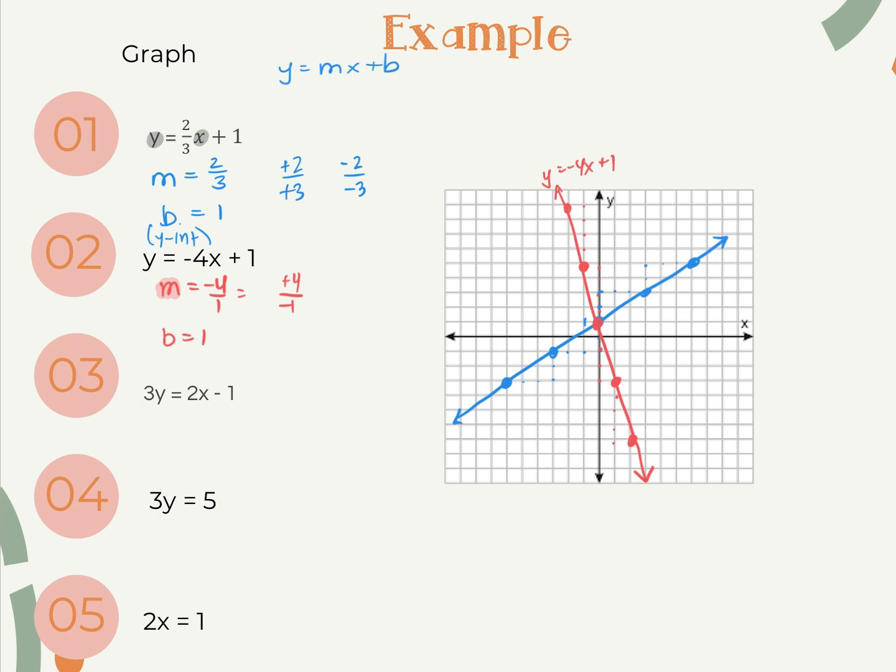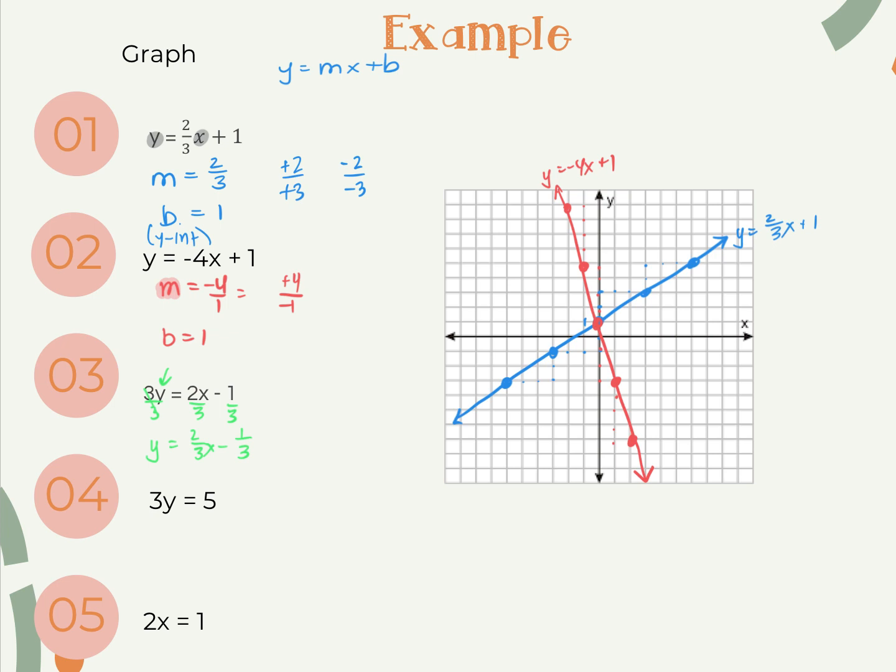Whenever you're graphing multiple things, you should get in the habit of labeling the line that you draw with the correct equation, okay? All right, so let's go to the next one. Now notice in the next one, we don't have y isolated. So again, all we have to do is divide by 3. I get that y equals 2/3 x minus 1/3.